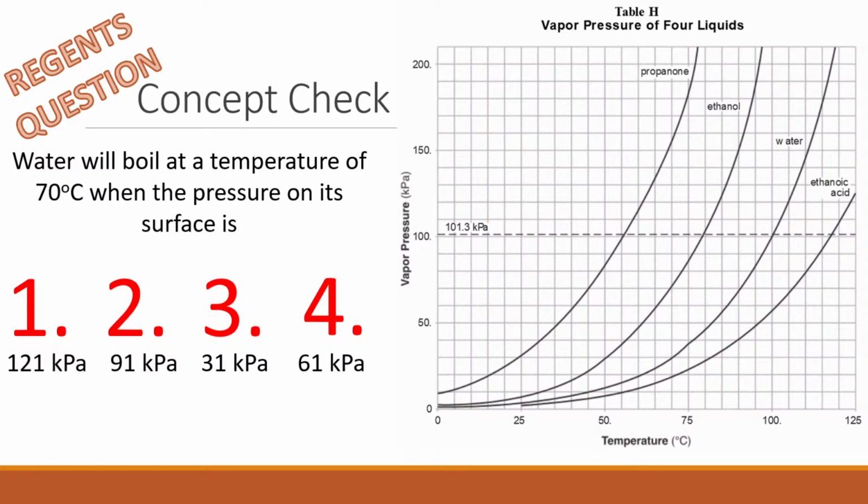Here, our correct answer is choice 3. 70 degrees Celsius, following it up to get to water, following that along to reach the pressure, 10, 20, 30. So we pick our closest answer.